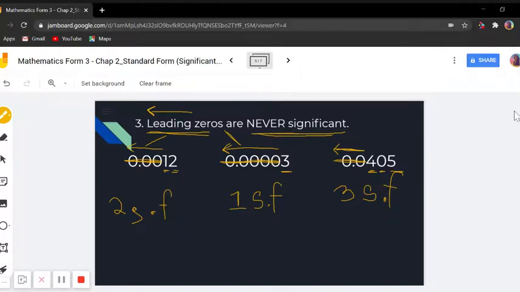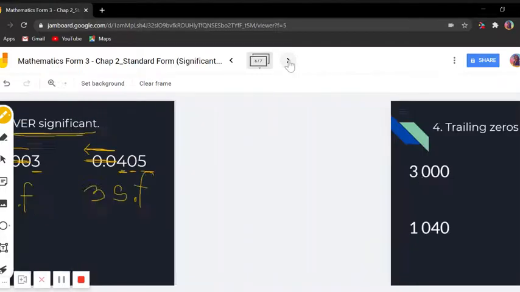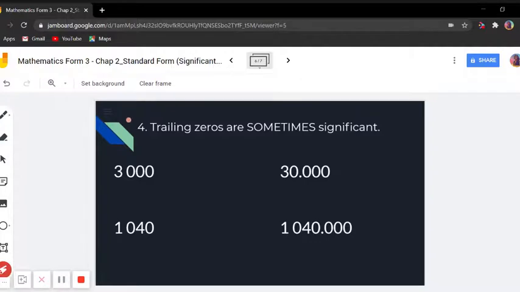Okay, let's take a look at the last rule, the fourth rule. The fourth rule stated here is trailing zeros are sometimes significant. This fourth rule can be quite confusing because of the word sometimes. But don't worry, we will go through the examples one by one. First of all, trailing 0 means that we will look at the 0 from the right side. Trailing means you need to go to the right.